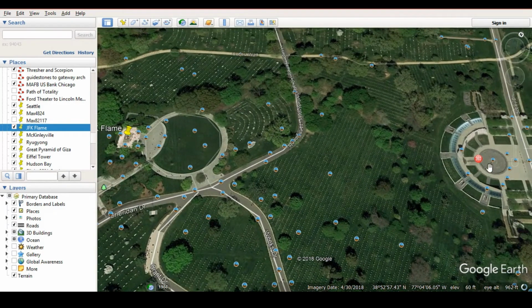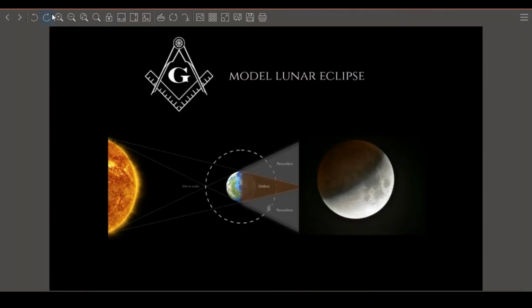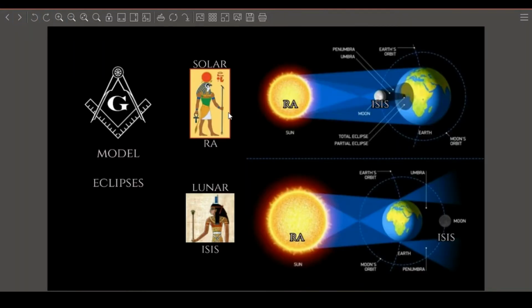And how do we know for sure that this is the moon? Because in Egyptian mythology, the moon is referred to as Isis, the female goddess Isis. So we have the sun, earth, and moon. We have Ra, earth, and Isis. And that's why the moon is represented by the women's memorial, because it's the female goddess.